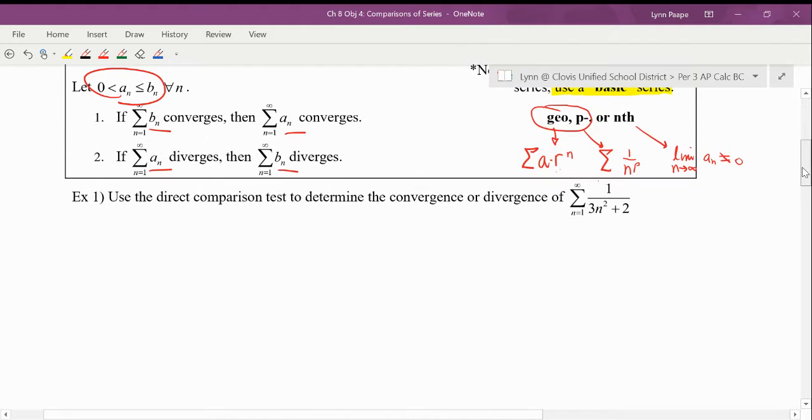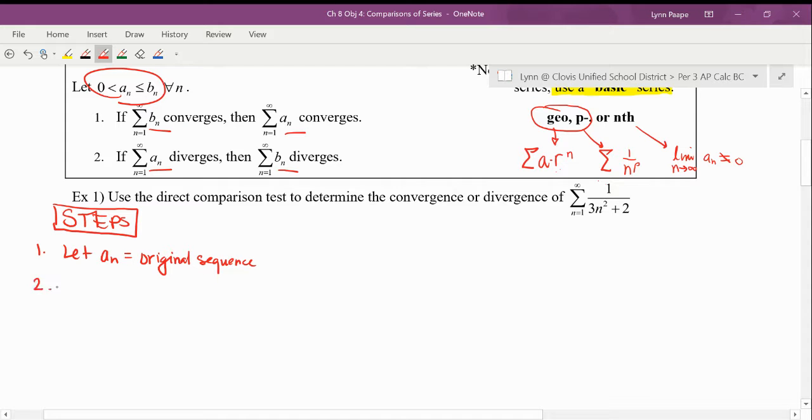Okay, so how do we go about doing the direct comparison test to determine convergence or divergence? So I don't treat An and Bn as An has to be the smaller and Bn has to be the bigger. I just need to have that understanding component. So the first thing that we're going to do is identify our An and our Bn terms. Okay, so I always just let An equal the given or the original sequence.